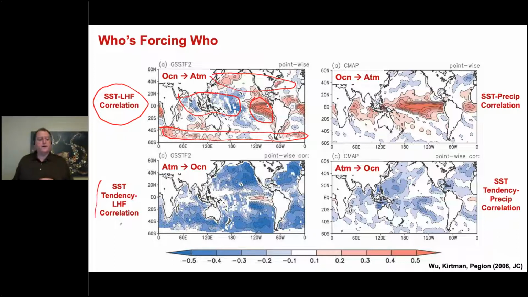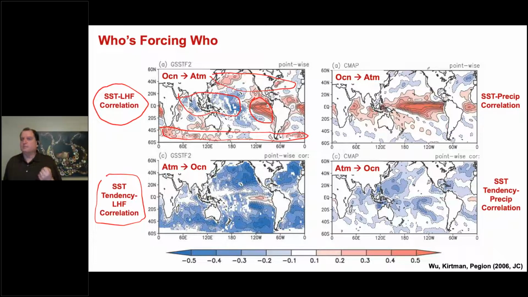The bottom panel here is really trying to make the argument that the atmosphere is forcing the ocean. So now we're looking at how the SST tendency is related to the latent heat flux. If you have big latent heat flux, you expect a tendency in SST. And so you see a strong negative correlation throughout much of the world's ocean, and that's the atmosphere forcing the ocean.